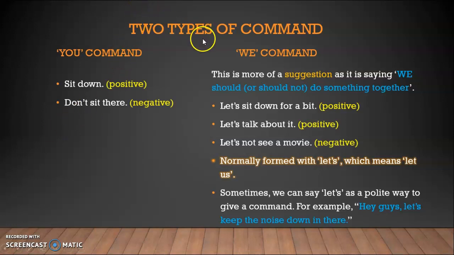The other type of command is the we command. It's a way of being a bit polite. You're making a suggestion that we should do or should not do something together, and we use let's. Let's is the abbreviation of let us. So we're talking about us and we're using that we, right? We're doing something together. So, let's sit down for a bit, I'm tired, or it's a lovely day. Let's talk about it, there's a problem. Or, let's not see a movie. Let's go to the park instead. So those are examples of using let's with the imperative.